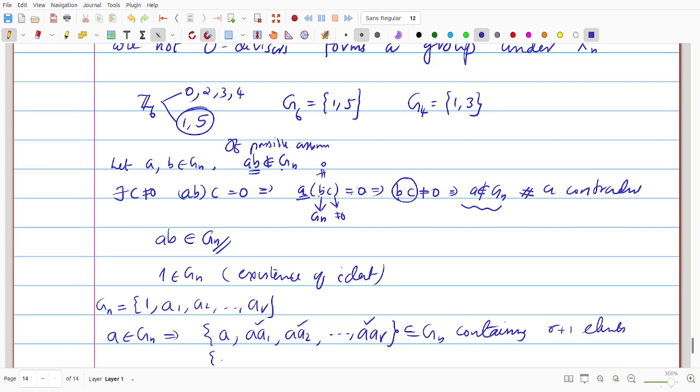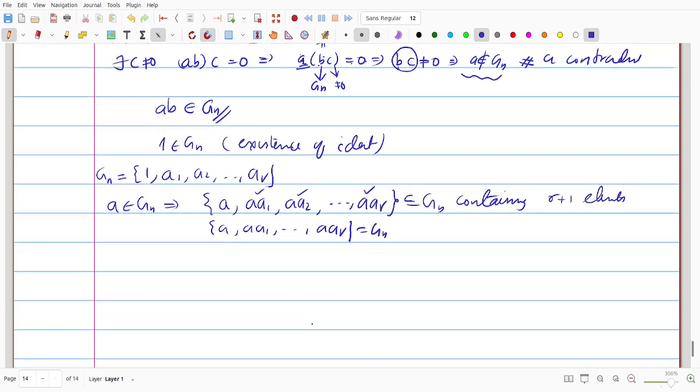Consequently, this set A A1, etc., A AR is equal to Gn as well, because this is a subset of Gn containing the same number of elements. We know that Gn contains 1, so 1 is a member of this set. So 1 is either equal to A, or 1 is equal to A into some Ai. If A equals 1, then A has multiplicative inverse 1 itself. Otherwise there is another element Ai such that A into Ai equals 1, so A has a multiplicative inverse. So every element of Gn has a multiplicative inverse. This shows the existence of inverse.